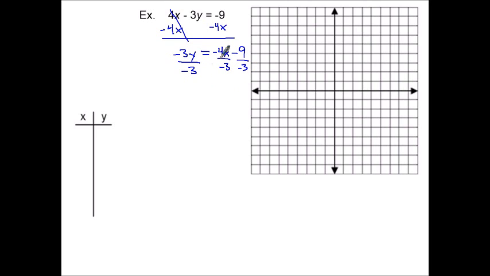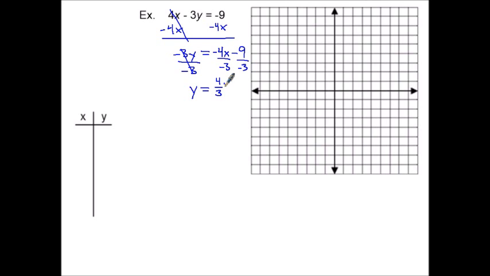Now watch out, we've got lots of negative signs here, so be careful. Negative 3 over negative 3 cancels out to be a positive 1y. Again, I don't bother writing that 1 in there. But now I've got a negative 4 over negative 3. And hey, anytime you're dividing and have two negatives, they make a positive. So even though the fraction itself doesn't reduce, the two negatives do cancel each other out.